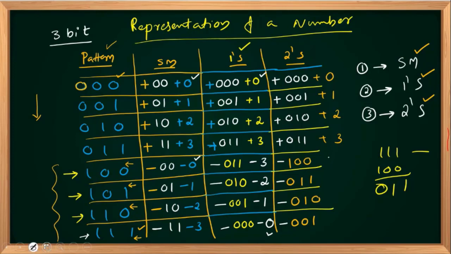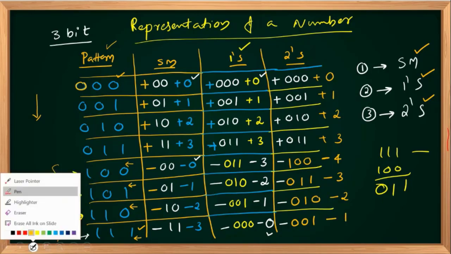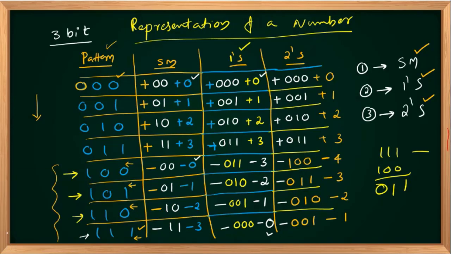So 100 is a 4 with a negative sign. 100 is equivalent to decimal 4. 011 is decimal 3 with a negative sign, 010 is minus 2, 001 is minus 1. So here you can observe that positive 0 and negative 0 are not both present. Only positive 0 is present. Negative 0 is absent. Instead of negative 0, I have one more extra value in the range, that is minus 4.